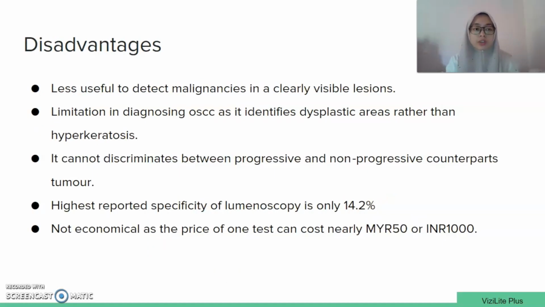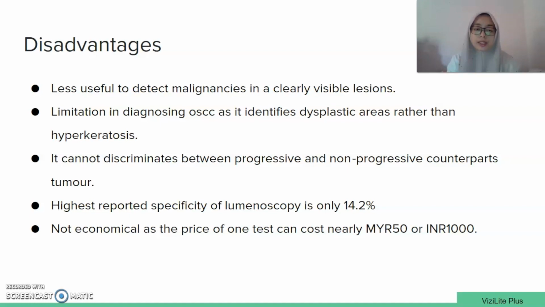There are also a few disadvantages of using VisiLight. It is less useful to detect malignancies in clearly visible lesions. Clearly visible lesions such as PVL, proliferative verrucous leukoplakia, or verrucous carcinoma can be seen clearly with the naked eye. It also has limitations in diagnosing oral squamous cell carcinoma, as it identifies dysplastic areas rather than hyperkeratosis.